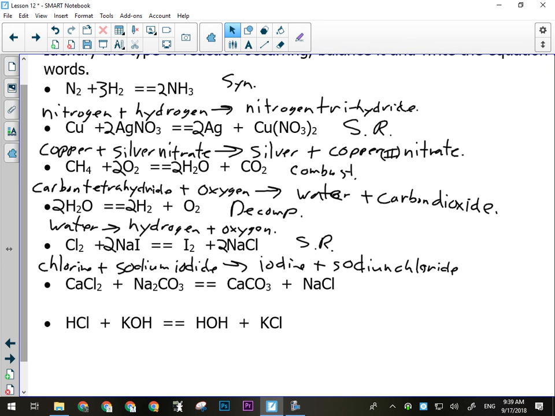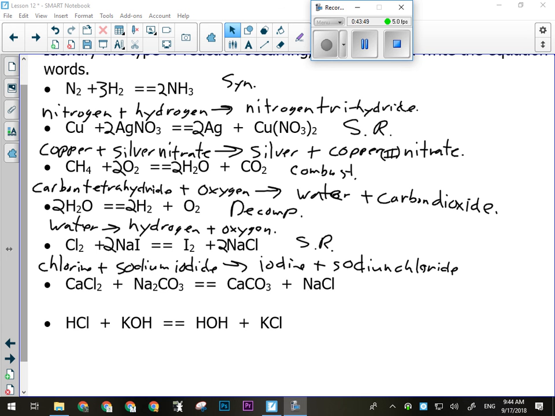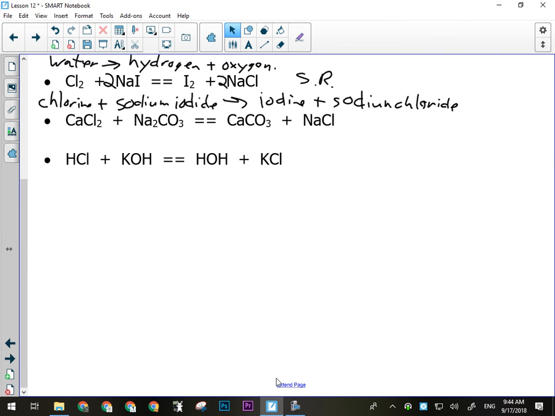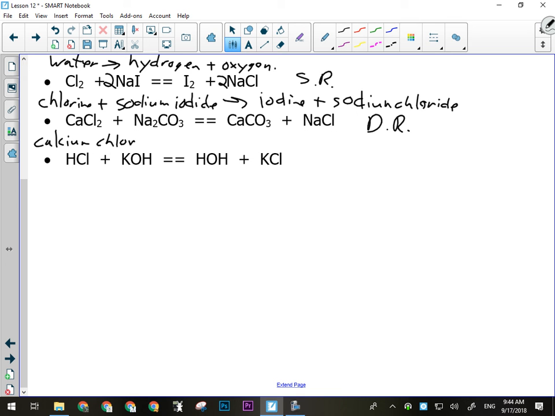All right, try those last 2. See how you do on those examples. If we're looking at this one here, what kind of reaction is it first off? Double replacement, right? Because it's 2 ionic compounds forming 2 new ionic compounds. So we will have calcium chloride reacting with sodium carbonate to form calcium carbonate and sodium chloride.